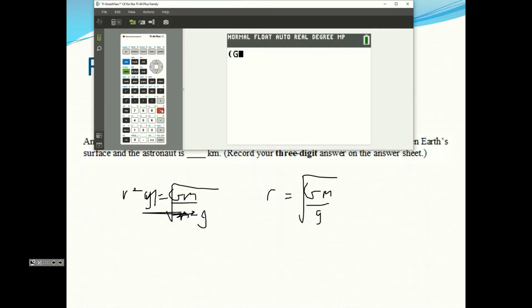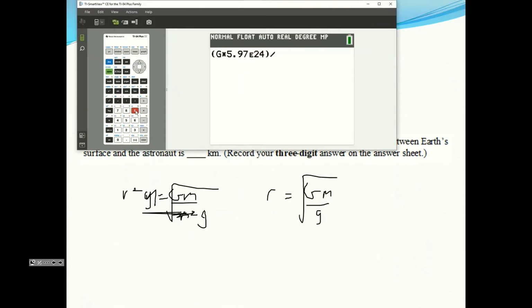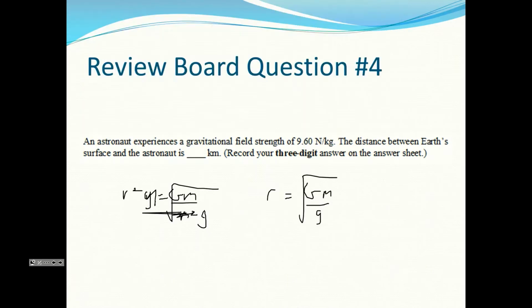So we take big G times the mass of Earth, 5.97 times 10 to the 24, and then it was 9.6. And we get that as our answer, but you have to be careful because it's the distance between the Earth's surface and the astronaut. So it's actually looking for the altitude, right? We want to know from the surface. So what we have to do is with r, we're given this whole thing here. So we have to subtract off the radius of the Earth.